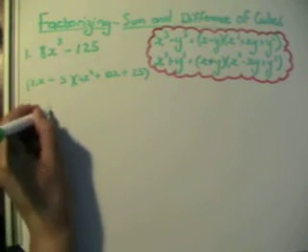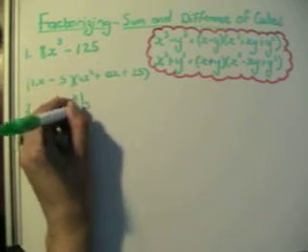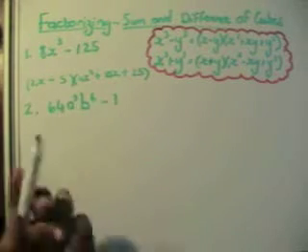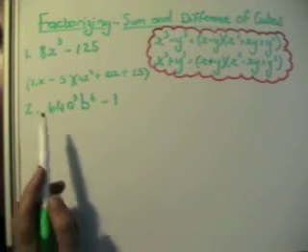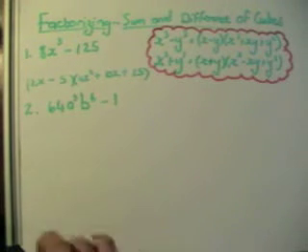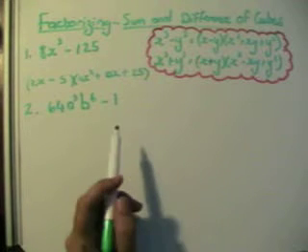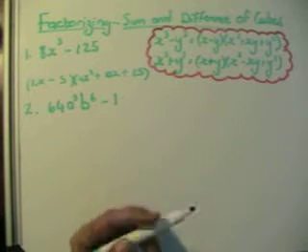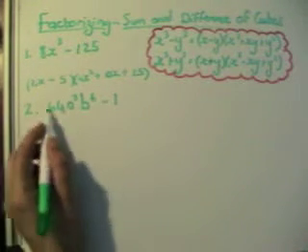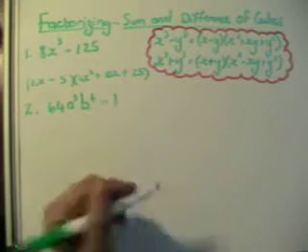So let's see if I have 64a to the power of 3 b to the power of 6 minus 1. Now if you remember from difference of squares, if I have an even number exponent, to get the square root I just divide by 2. Now for cube roots I'm just going to divide by 3. The exponent, don't divide this number by 3, divide the exponent by 3.